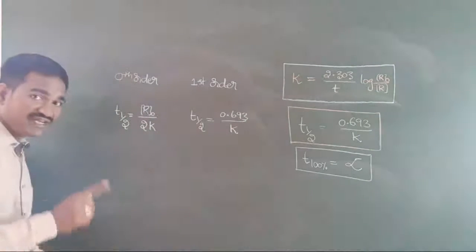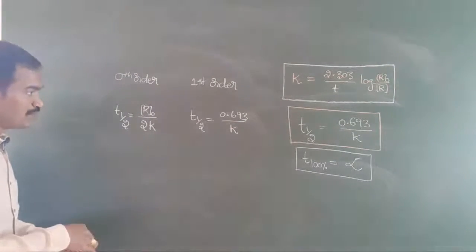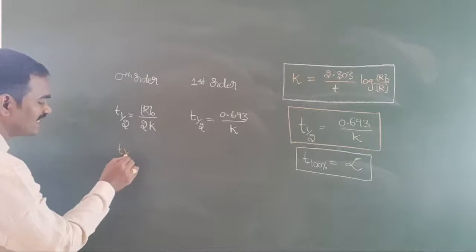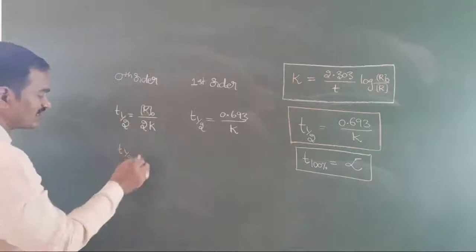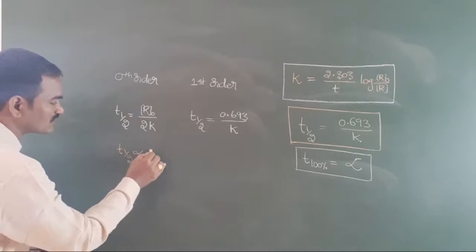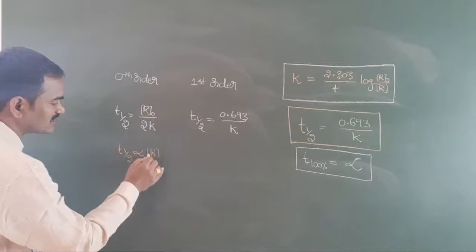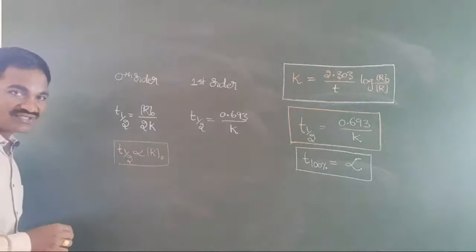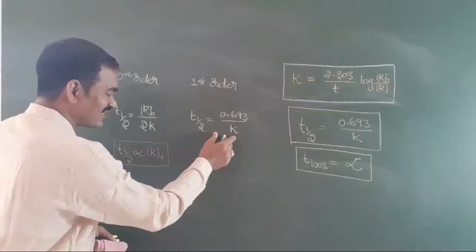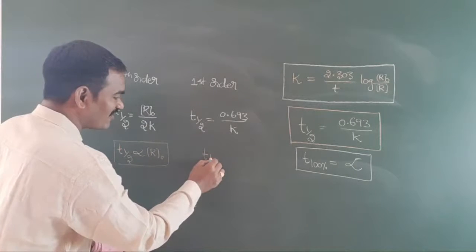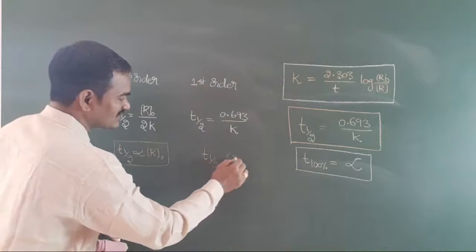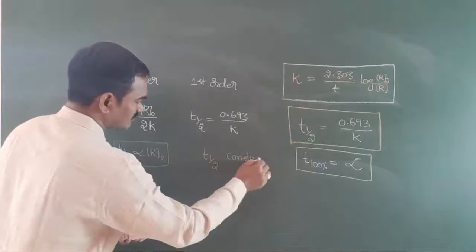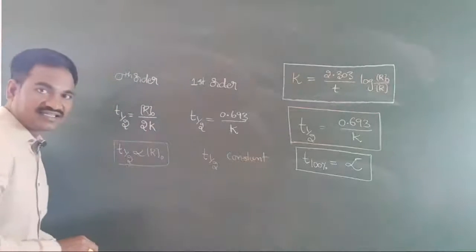Now everyone should focus on one major and important point, that is T half in zero order is directly proportional to the concentration of reactants. Have you got it? Directly proportional. But here you see, in first order, T half is constant. Constant. Have you got it?